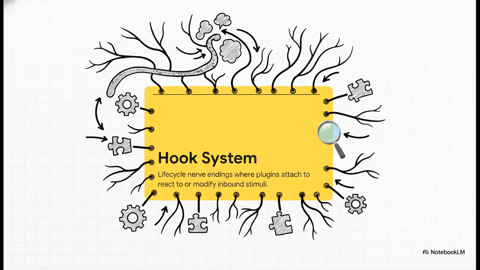Next up, part 4, the event-driven hook system. Now, those API methods we just talked about are fantastic for adding static capabilities. But what if you need to intercept data right on the fly? That's where the event-driven hook system comes in. If the registration API is the spinal cord, hooks are the individual nerve endings scattered throughout the OpenClaw lifecycle. Plugins can attach to these exact, precise moments to either react to a stimulus, like a new incoming message, or literally intercept and modify that data before it continues down the pipeline.